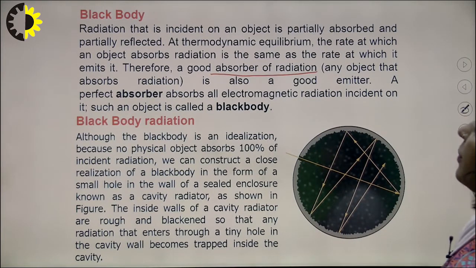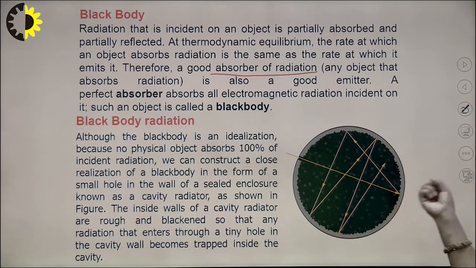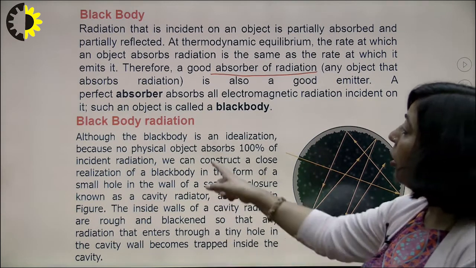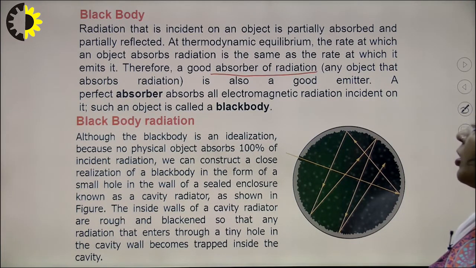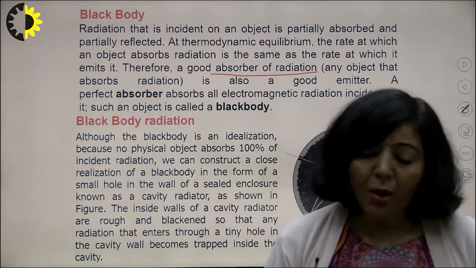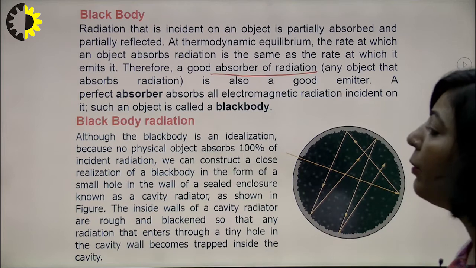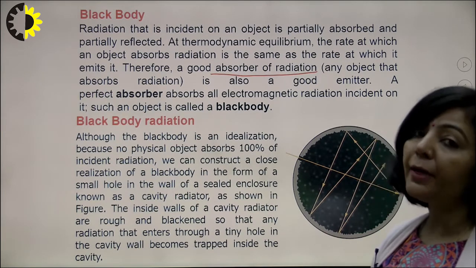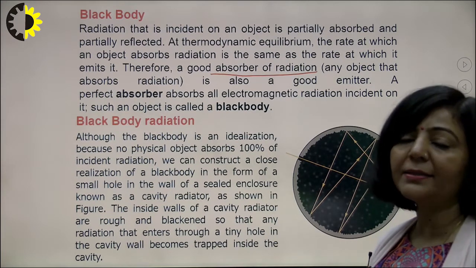A perfect absorber absorbs all the electromagnetic radiation incident on it. Such an object is called a black body. A black body will absorb all the radiation which strikes it, right? Although the black body is an idealization, because no physical object absorbs 100% of incident radiation. What does it mean? It means that you cannot think of an object which is a 100% perfect absorber, right? So that is an idealistic concept.